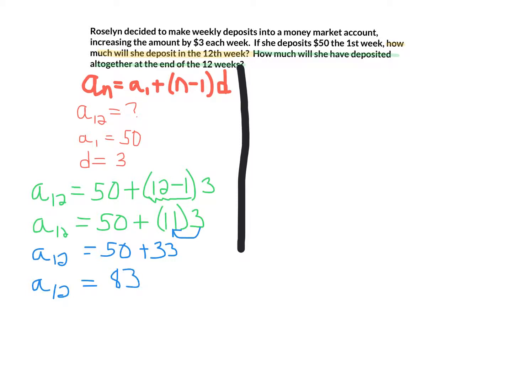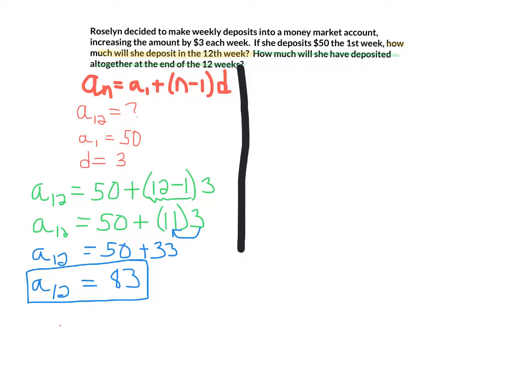So that means in the 12th week, she deposited $83 in the account. So this is the answer for part 1. How much did she deposit on the 12th week? She was putting in $83. Okay, second part of this question is now asking me, all right, how much in total has she deposited since all this started?